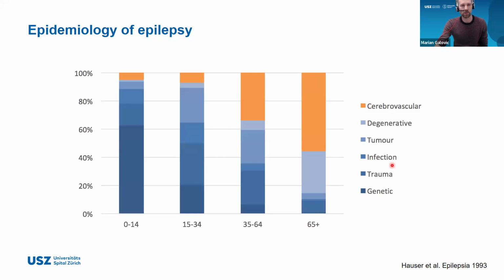Now, looking at the causes of epilepsy, obviously in childhood and young adulthood, many epilepsies are genetic, but the proportion of cerebrovascular disorders causing epilepsy rises over the age span. So in individuals with epilepsy older than 65, the majority of them will have epilepsy due to cerebrovascular disorders. And this shows you the impact that stroke has on epilepsy overall.